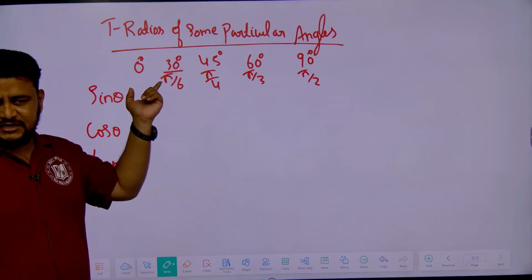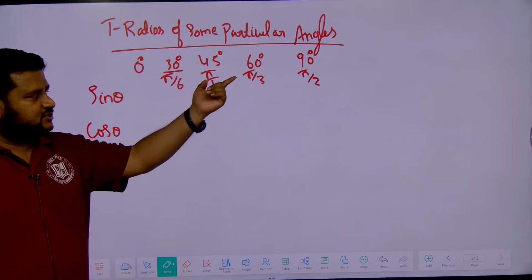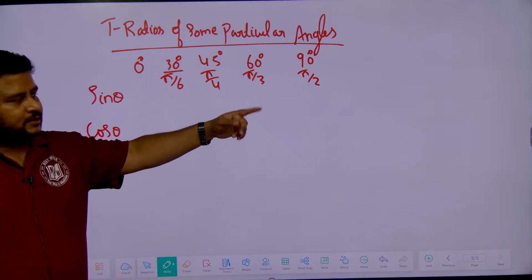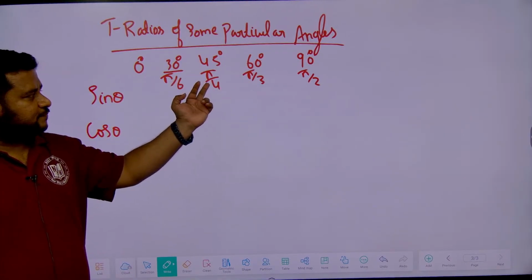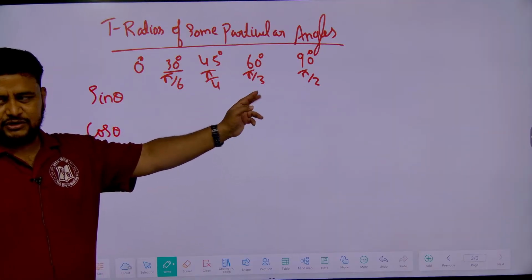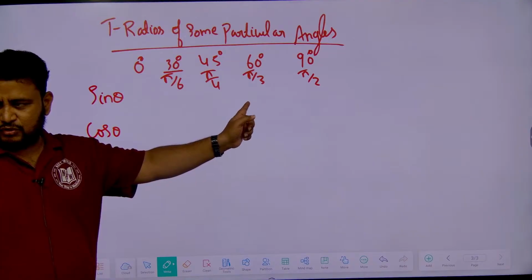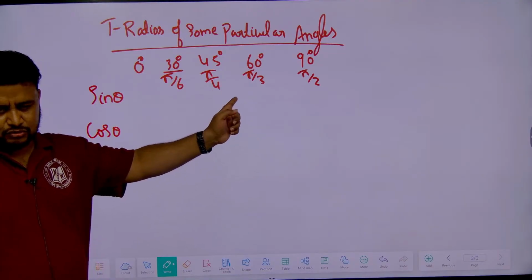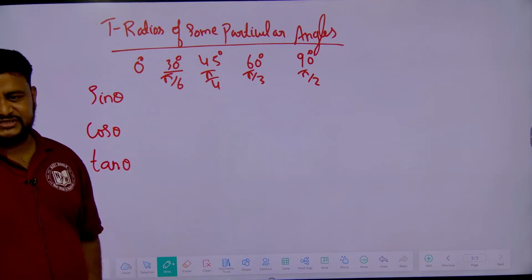See, 30 degree means pi by 6. 60 degree means pi by 3. 45 is pi by 4. Double of this is 90, right? So it will become pi by 2. Okay, 2 into pi by 4 is what? 2 twos are 4, you will get pi by 2 as the answer.